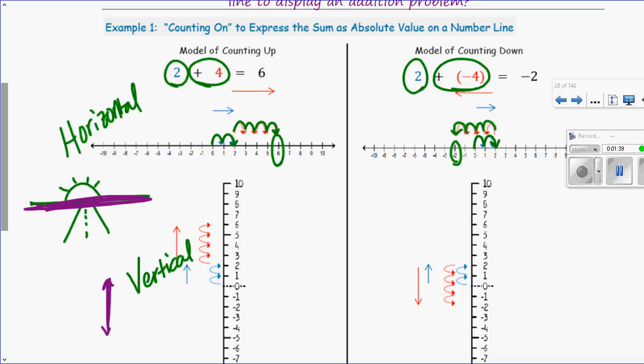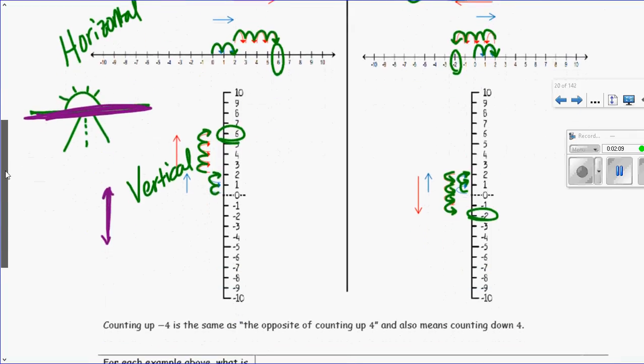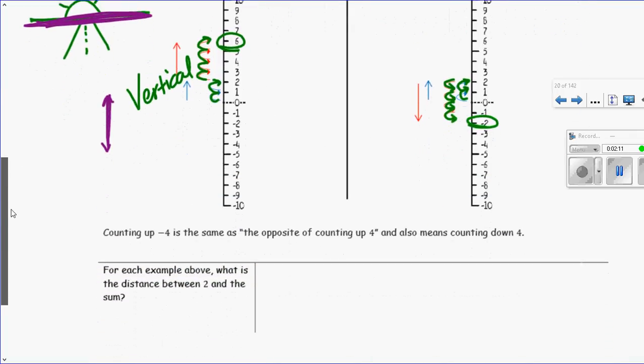All right, so on the vertical number line, it's the exact same thing, except that now I go up to represent positive 2, and then to represent positive 4, I go up 4 more. If I'm going 2 plus negative 4 over here, I go up to positive 2, but then plus negative 4, I'm going down, so down 4. And I land right here at negative 2. So same concept, it's just that you can show it going up and down or across. So you can show it on a horizontal number line or a vertical number line.